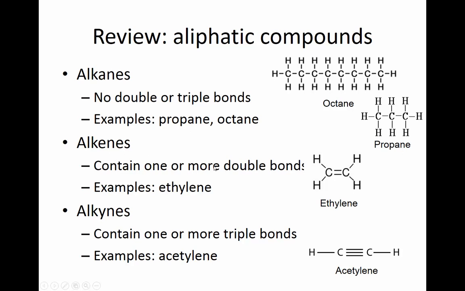Alkenes contain one or more double bonds, things like ethylene, carbon-carbon double bonds, that is, ethylene and the like. Alkynes contain one or more carbon-carbon triple bonds. And a good example of that is acetylene.